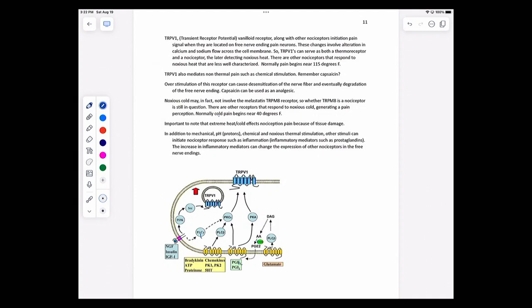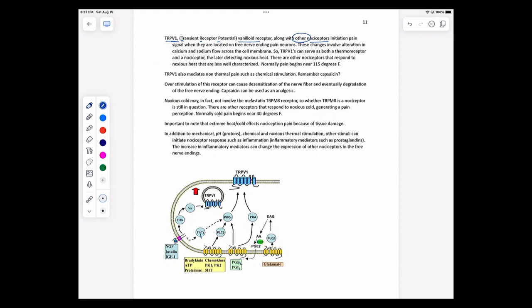For this section, I want to focus more on the TRPV1 receptor. Not sure I've told you this before, but TRP stands for transient receptor potential, and then the V is vanilloid. You have all kinds of TRP receptors. We've got TRPV1, V2, V3, V4. You have the TRPM8, which we talked about earlier when we were talking about thermoreceptors. So again, these are vanilloid receptors.